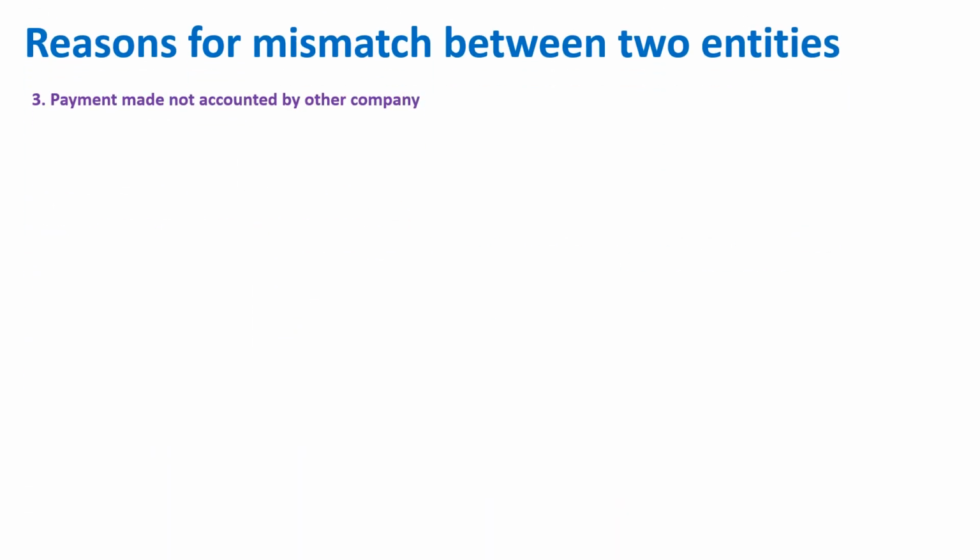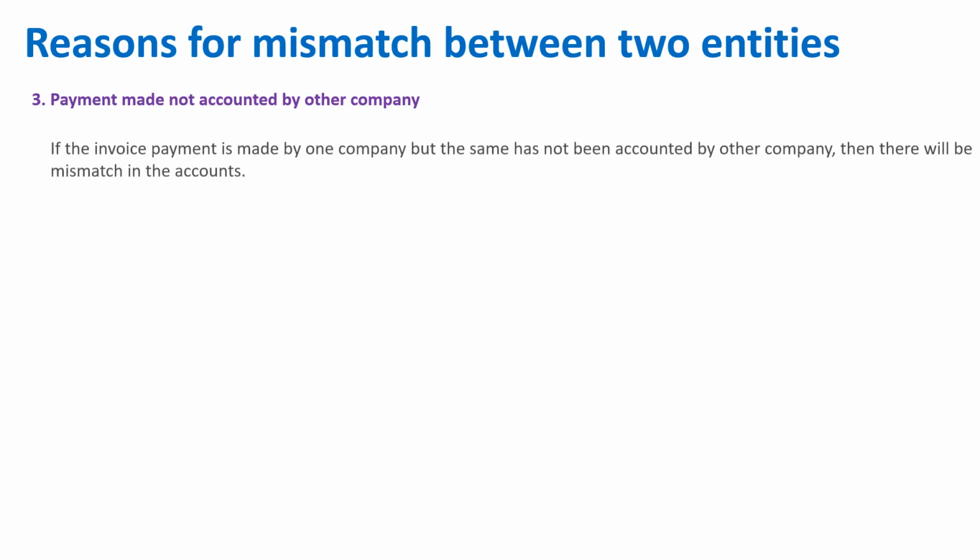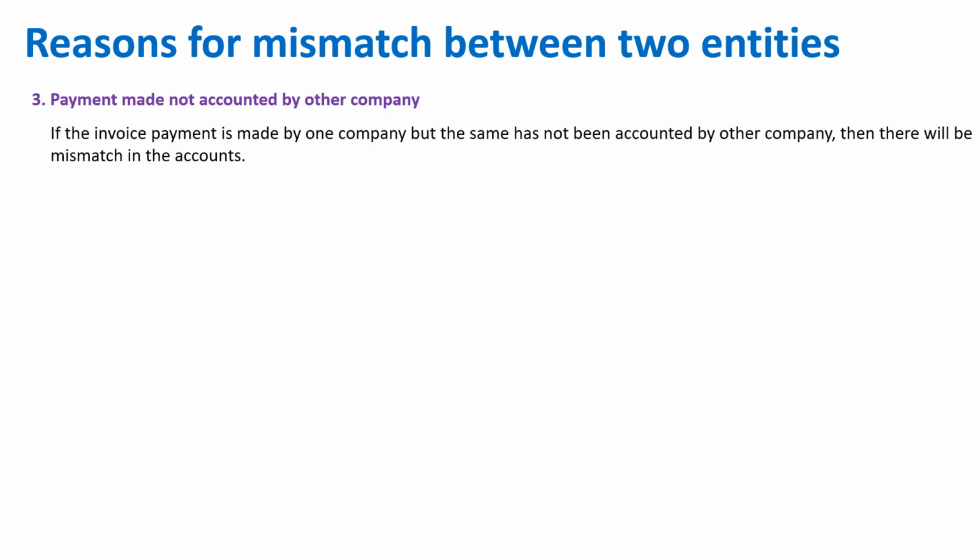Third point, payment made not accounted by other company. So this is very clear. One company is making the payment, the other company is not recording it. If you do not record, obviously that transaction will be shown as outstanding, right? So if the invoice payment is made by one company, but the same has not been accounted by the other company, then there will be a mismatch in the account.